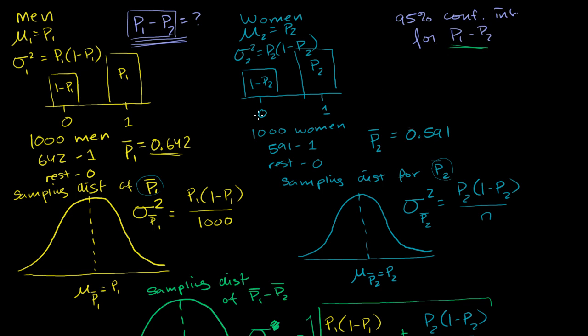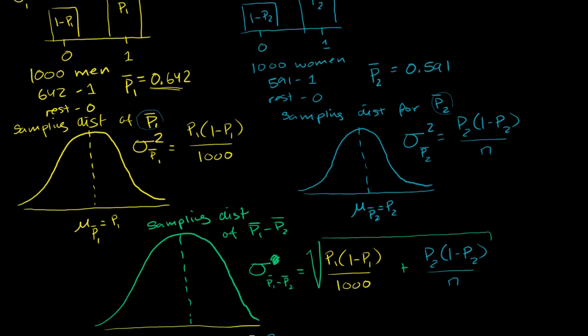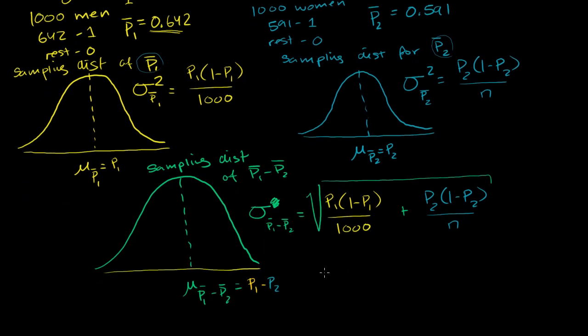So just based on our actual sample, we got our sample proportion for the men minus our sample proportion for the women being, let's see, 0.642 minus 0.591, that's 0.051. I just subtracted this from that.